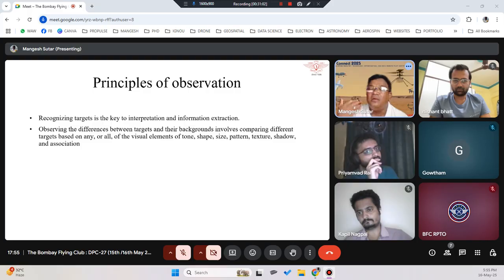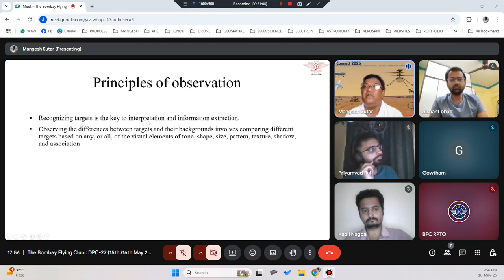So that is how I was capturing my data. Recognizing the target is key to interpretation and information extraction. Observing the difference between the target and its background involves comparing different targets based on all of the visual elements like tone, shape, size, pattern, texture, shadow, and association.